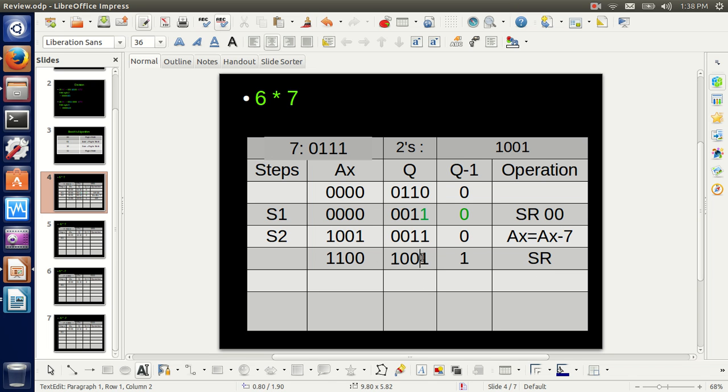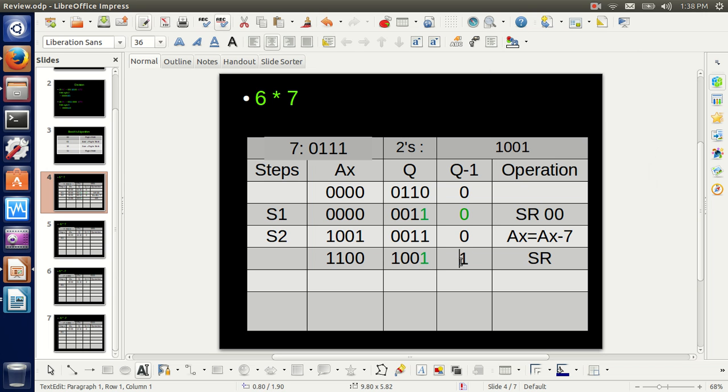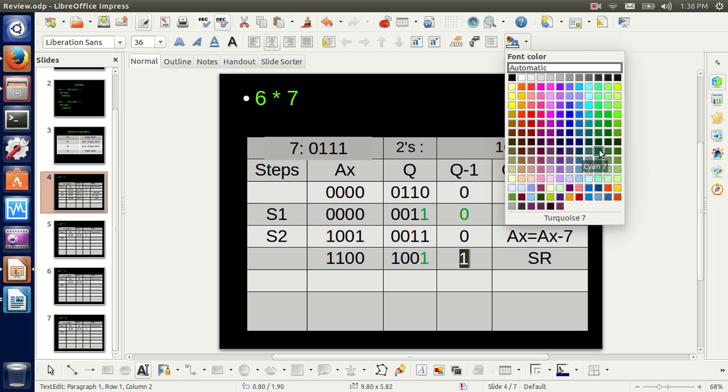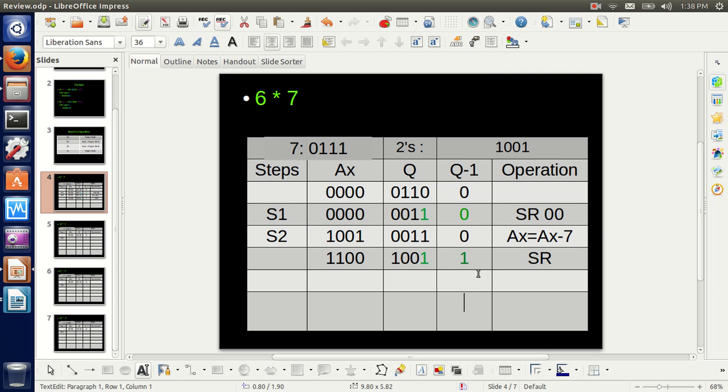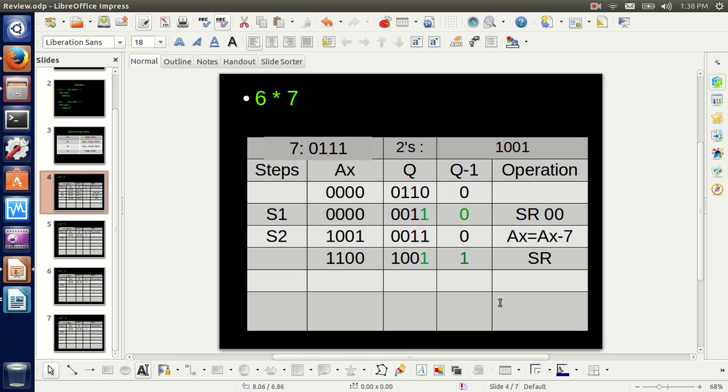So now I look at those. This one, and let's mark it as green. And this one. What do I have? 1 1. What do we do? 1 1. It's gonna be a shift. Right shift. So here, shift right, because I have a 1 1.